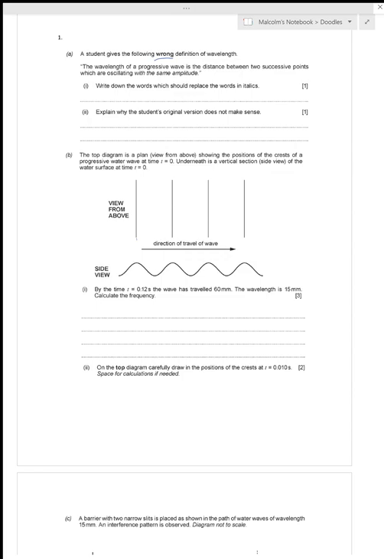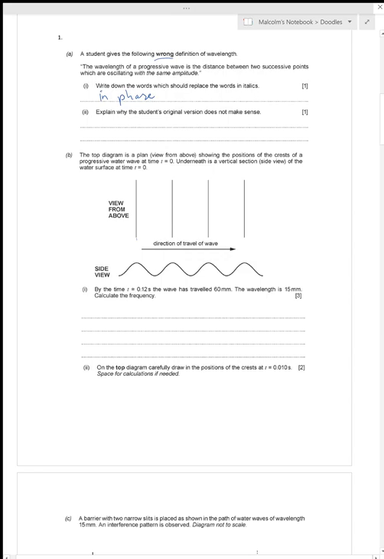The wavelength of a progressive wave is the distance between two successive points which are oscillating with the same amplitude. So in a progressive wave, all the points oscillate with the same amplitude, so this is very wrong. What it should read is between successive points that are oscillating in phase with each other. So in phase is the key word here that we're going to get marks for.